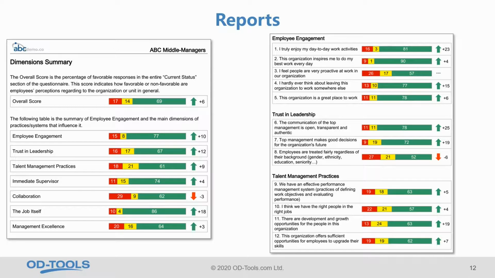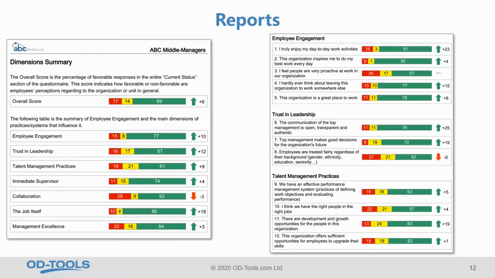After data is gathered, you can generate reports for the entire organization and for any subunits, BUs, departments, job levels. Here, for example, in this example, we generated a report for the middle managers of the company. I'm just introducing here the key features of the report. The reports are using the traffic light system to show the response distribution. So for example, overall score shows how many people in this data set to all questions responded positively, responded neutrally, and responded critically. And in this case, 69% of the people for all questions responded positively.